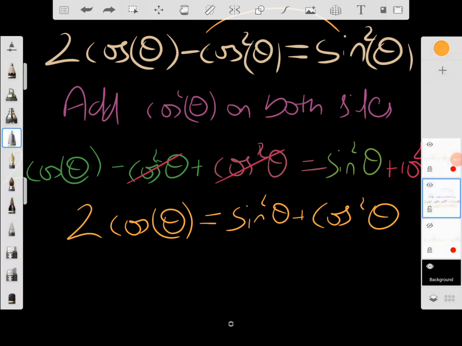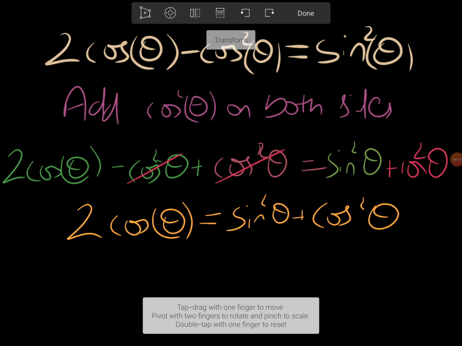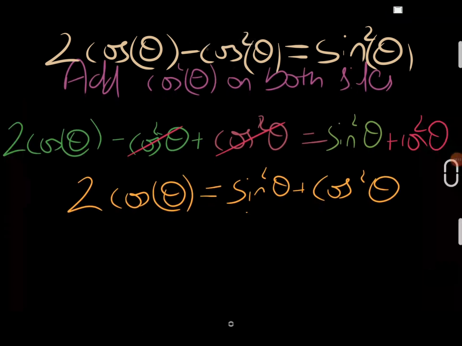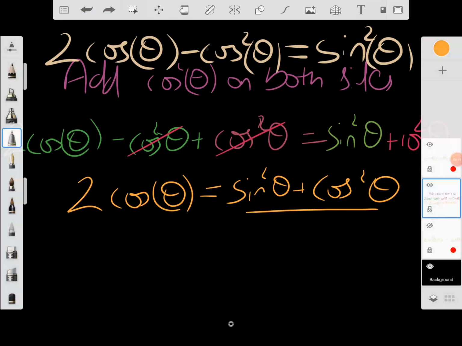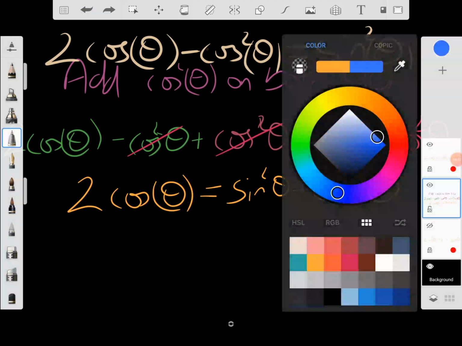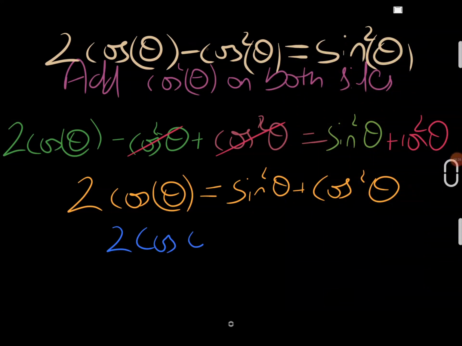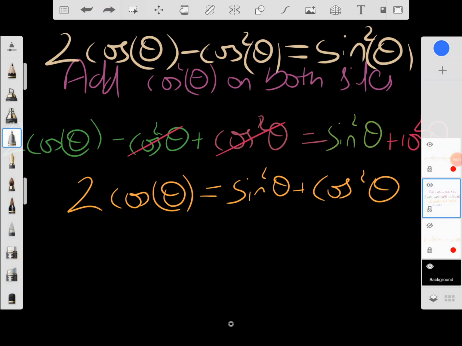Okay, now solving this, we see that sin square theta plus cos square theta is equal to 1. So in the next step we can write 2 cos theta, cos should be small letter, 2 cos of theta is equal to 1. That means cos of theta is equal to 1 by 2.